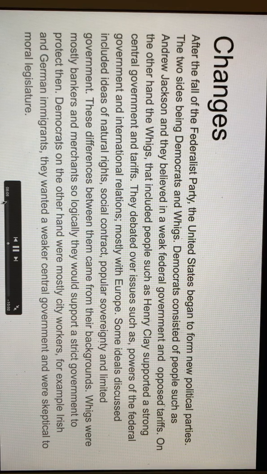The Democrats, led by Andrew Jackson, believed in a weak federal government and opposed tariffs. On the other hand, the Whigs, that included people such as Henry Clay, supported a strong central government and tariffs. These 2 new political powers began to split people into their parties in a way that had never been seen before.